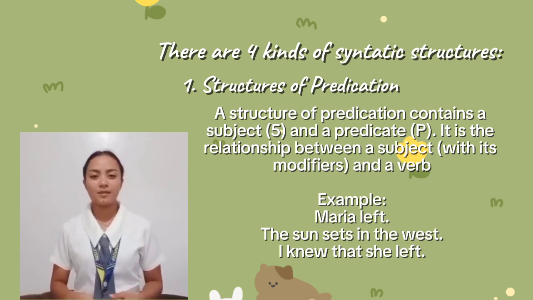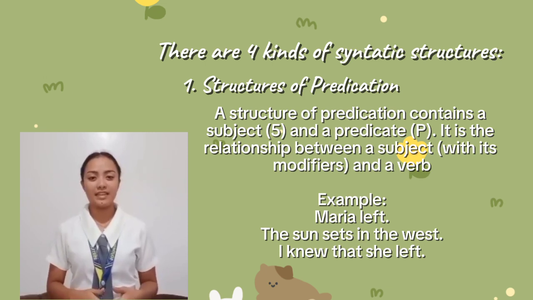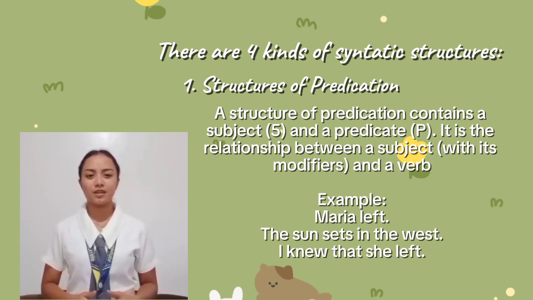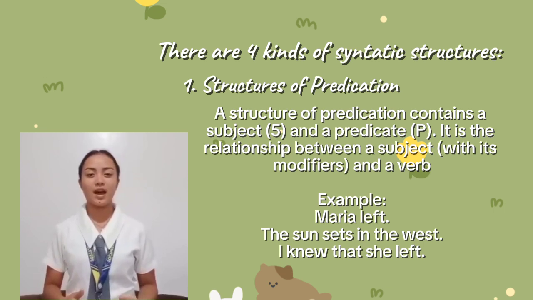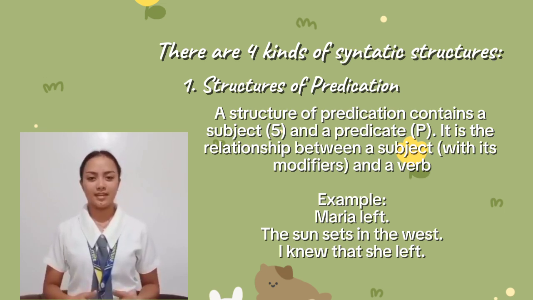So we have examples. First is Maria left. Maria is our subject and left is our verb because it tells what Maria did. This is a simple subject-verb sentence. Second example is the sun sets in the west. Sun is our subject and sets in the west is our predicate because it tells what the sun does and where it happened. This shows a subject-predicate structure where the predicate provides more details.